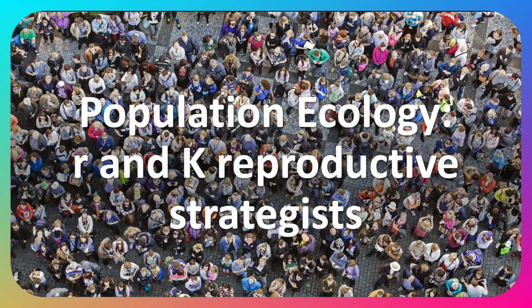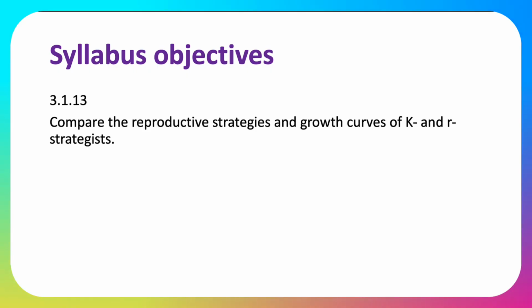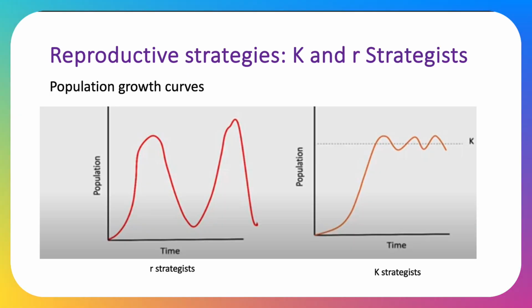So let's talk about R and K reproductive strategists. Now this is one of a series of population ecology videos, so please make sure you check them all. This particular syllabus objective is to compare the reproductive strategies and growth curves of K and R strategists. So let's just have a look at these growth curves first of all.